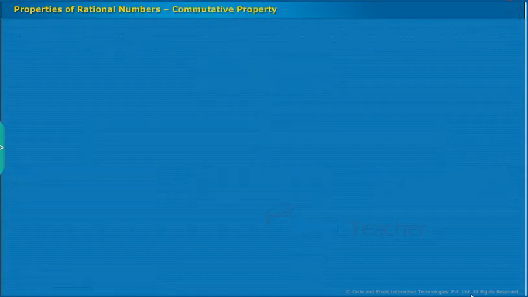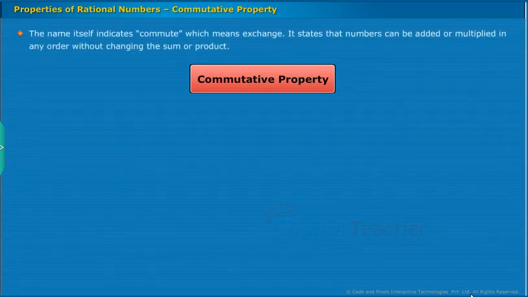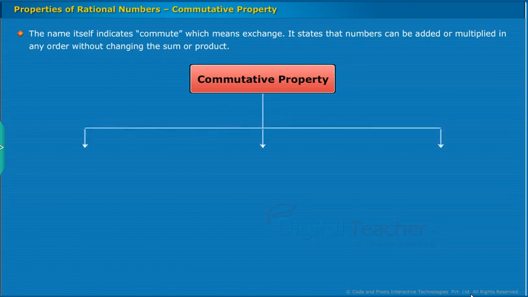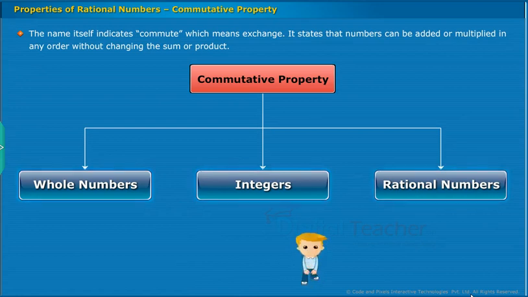Now, let us learn in detail about the commutative property along with the operations under whole numbers, integers, and rational numbers. The name itself indicates commute, which means exchange. It states that numbers can be added or multiplied in any order without changing the sum or product. Click each tab to know more.